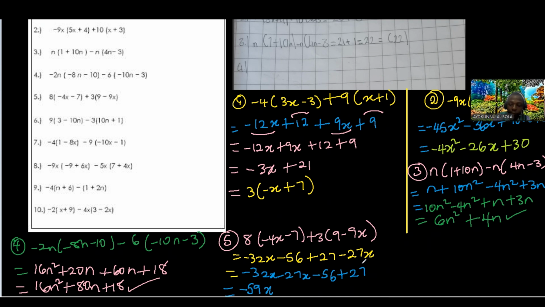Minus 59x. Then what is negative 56 plus 27? Tell me that. Pardon? Negative 56 plus 27. Negative 50. Check the board. Negative 56 plus 27. What's the answer? I can calculate that.